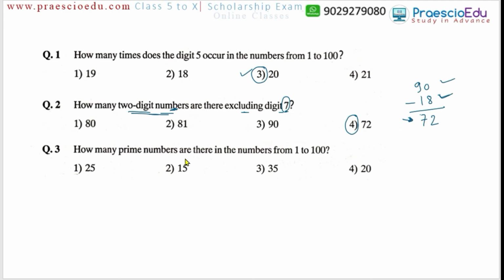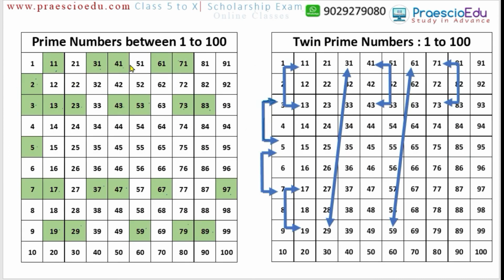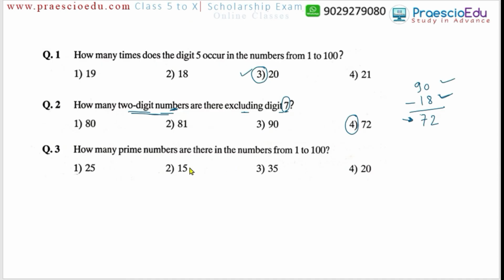Now, how many prime numbers are there from 1 to 100? As in the previous video also, the prime numbers are listed here. If you count all of these, there are 25 prime numbers. So option number 1 is the correct one.